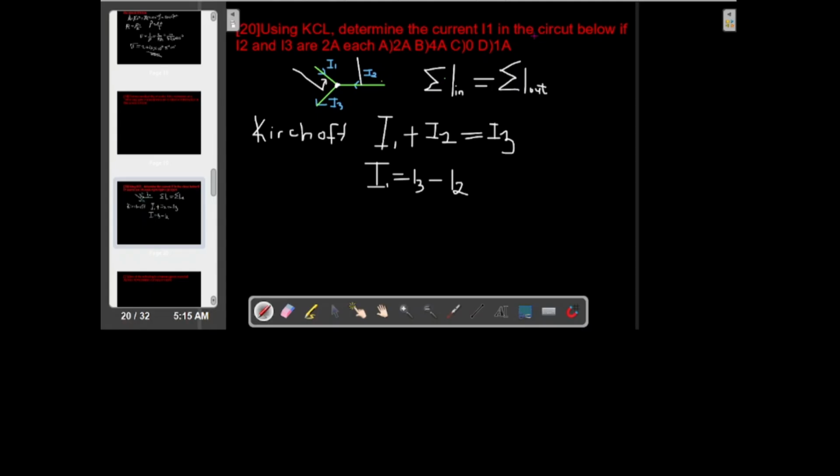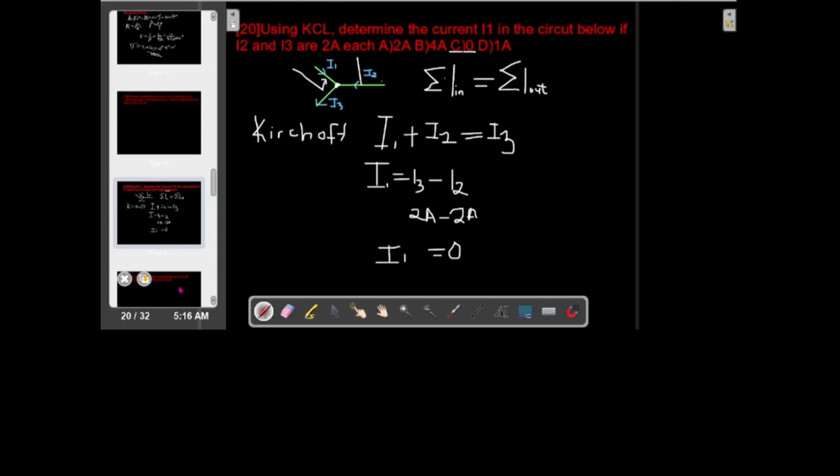Now, if you look at the question, they said I2 and I3 are 2 ampere each, so the value of this is 2 ampere, and the value of this one is also 2 ampere. When we subtract that, we get 0. So your answer for this is 0. I1 is equal to 0. All right, so we pick 0 here.